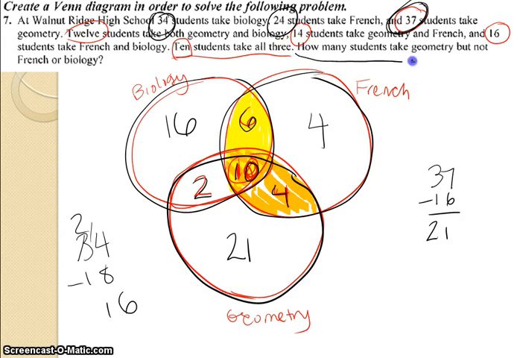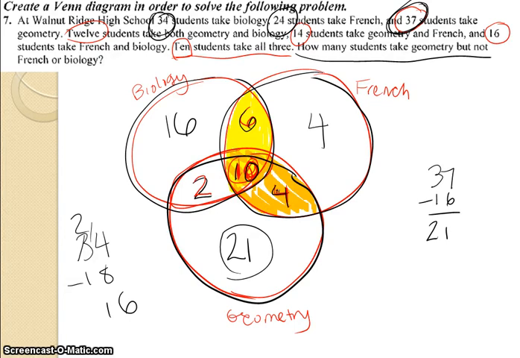And if I'm being asked how many take geometry, but not French or biology, my answer would be 21, because only 21 are in this part of the circle, but not in any of the parts that include French and biology. Play this back if it didn't make sense.